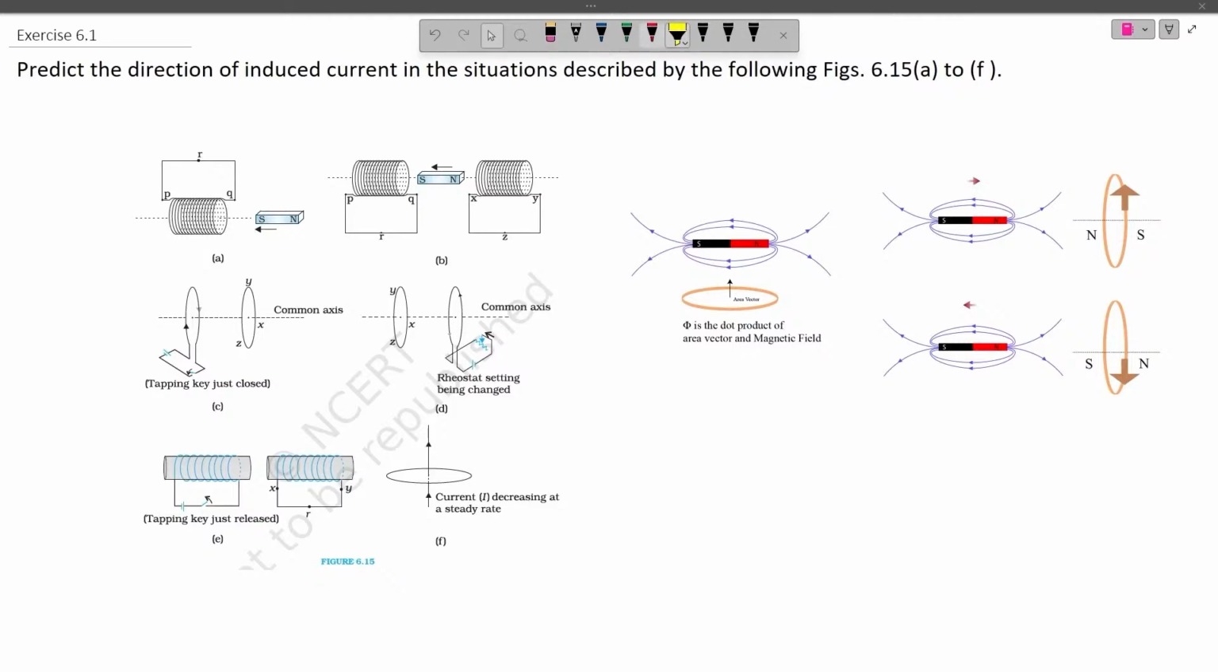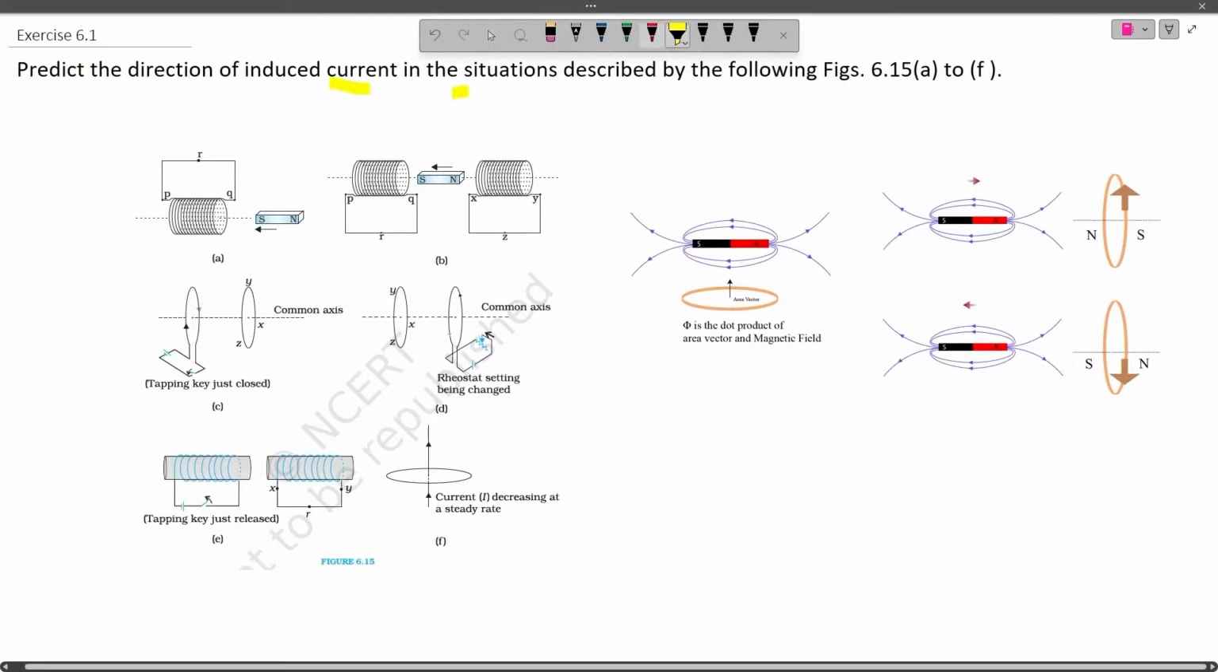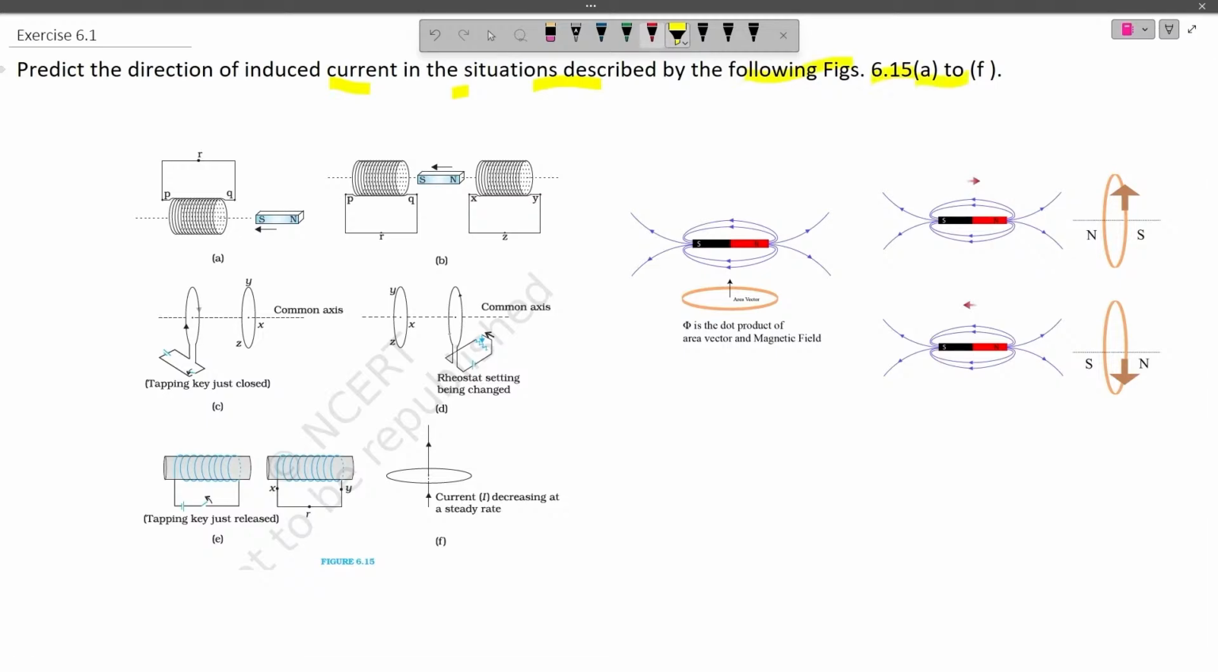The question says: predict the direction of induced current in the situation described by the following figure 6.15, from A to F. Now there are 6 figures. In all these figures we have to find out what is the direction of induced current in the coil upon either a moving magnet or a change in current in the nearby circuit.